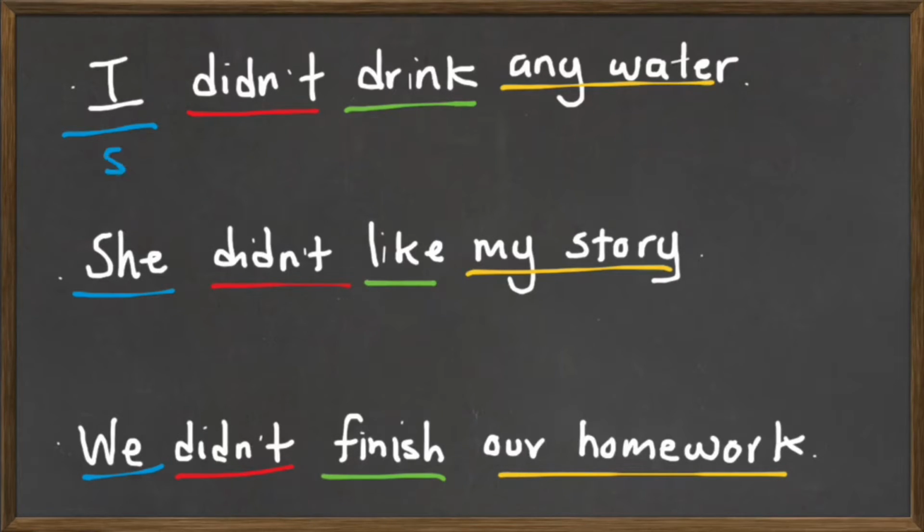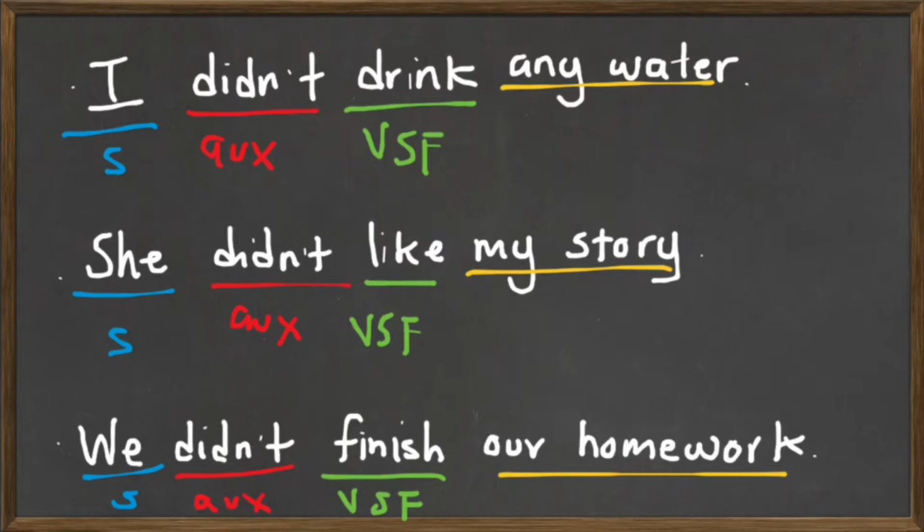Let's finish the labeling. Don't forget this is the subject. This is the auxiliary didn't. Auxiliary in negative in the past. And do we have a verb? Yes, we do. Don't forget what form of verb it is in. Verb in simple form, verb in simple form, and verb in simple form. And, well, our famous complement.